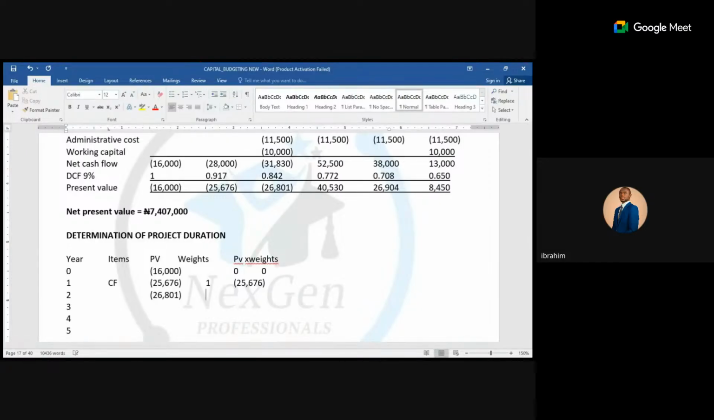26,801. So please multiply. 53,602. Then 40,530. So we are actually right too, but we are not in bond valuation, okay? 121,590. Okay, that's fine.